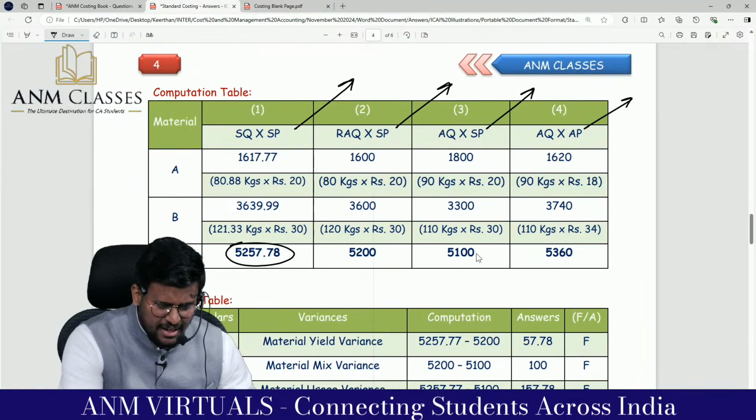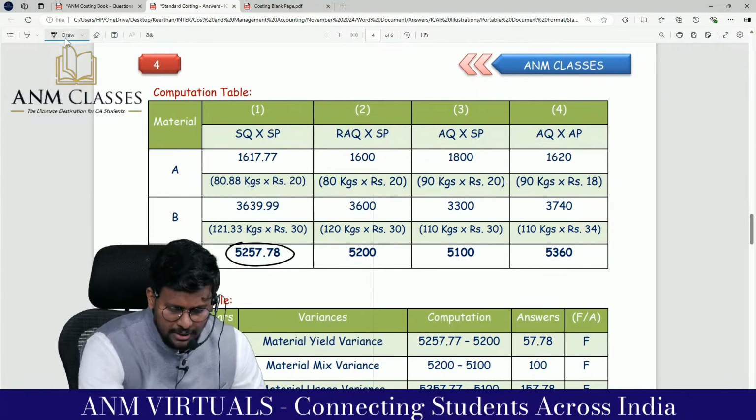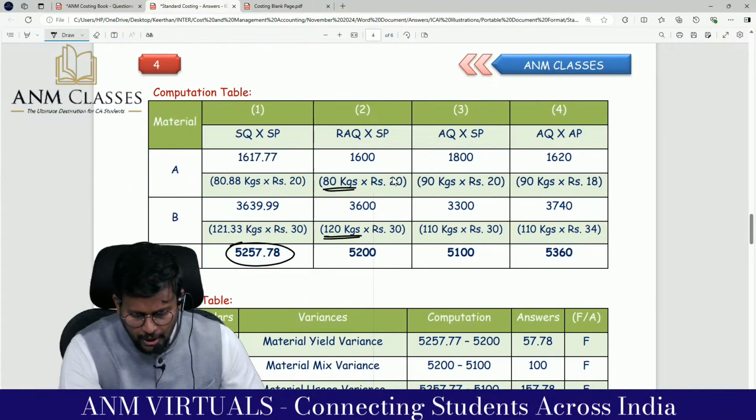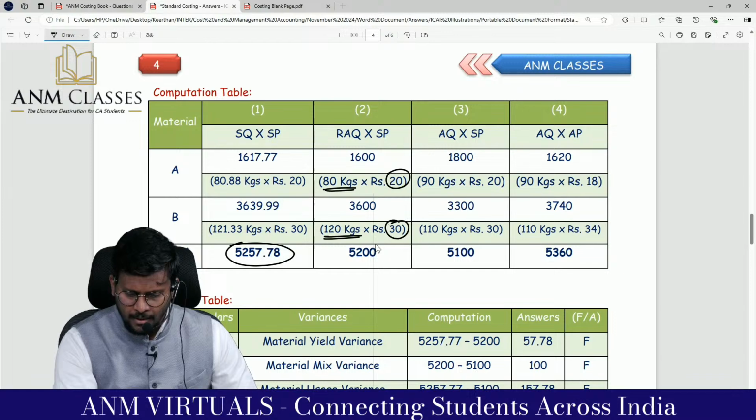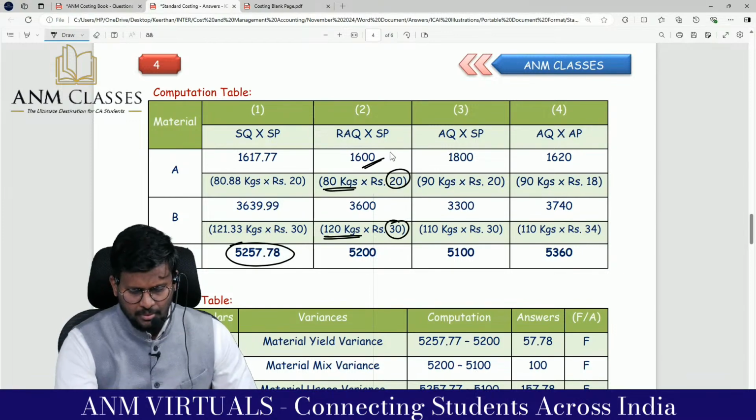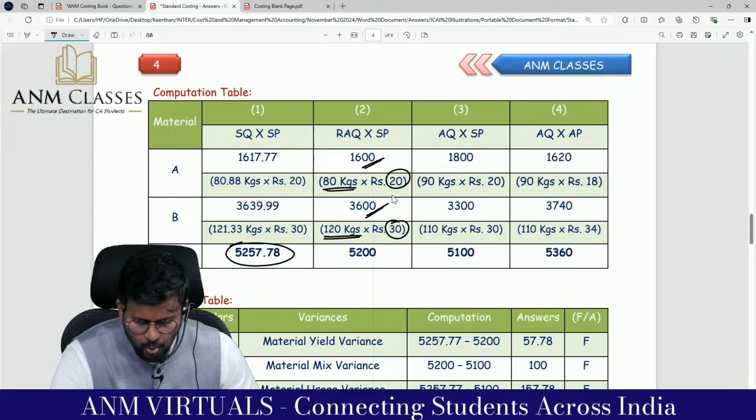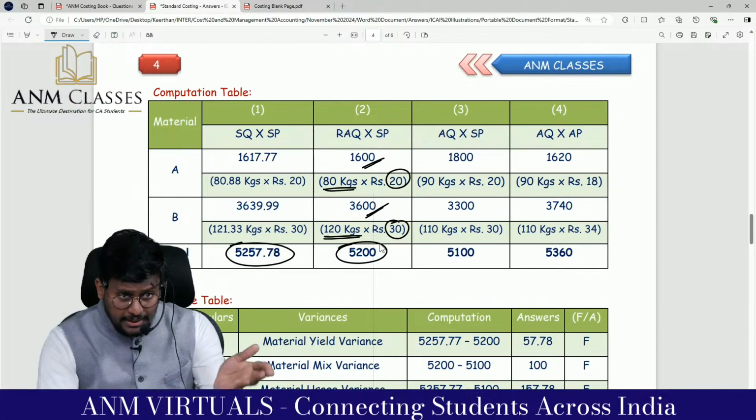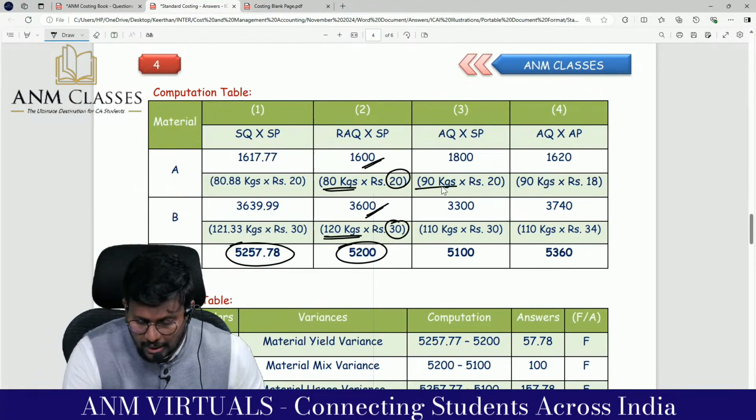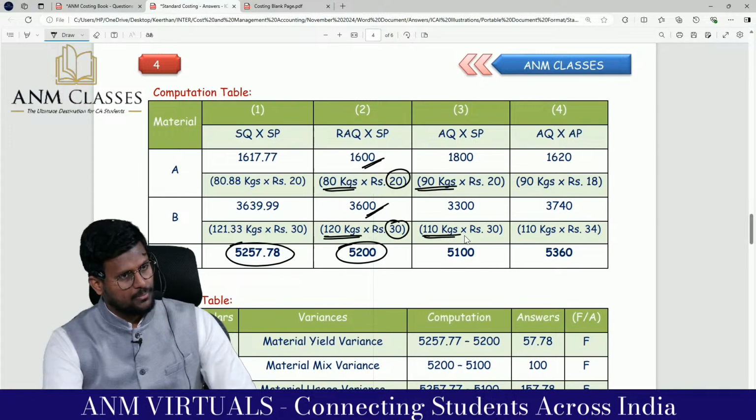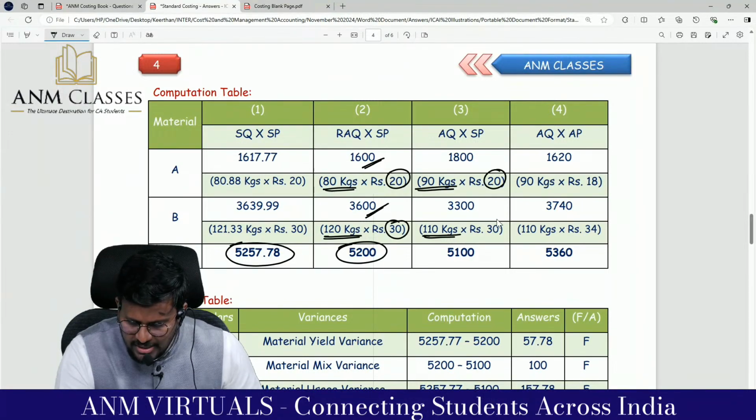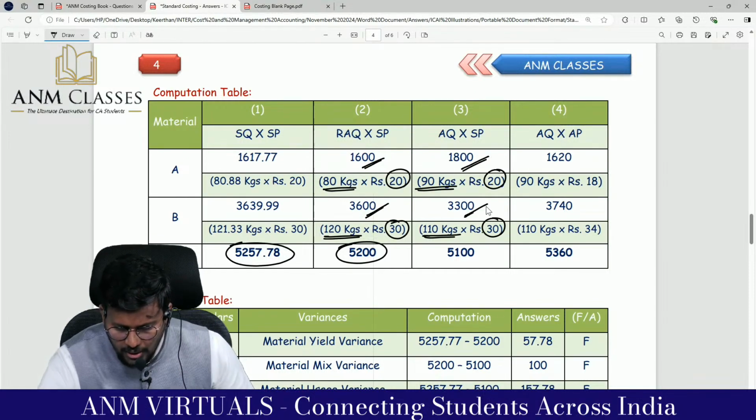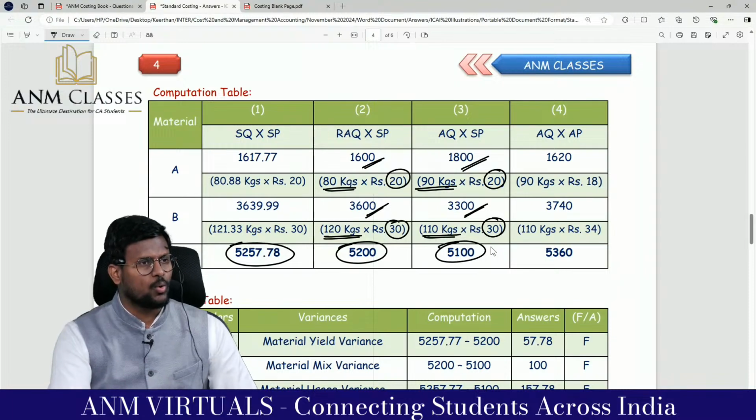Next one, revised actual quantity. 80 kg and 120 kg is the revised actual quantity. Into 20 and 30: 80 into 20 is 1600 and 120 into 30 is 3600. Total comes to 5200. They themselves have given the actual quantity, 90 kg and 110 kg. Standard price is 20 and 30. 90 into 20 is 1800, 110 into 30 is 3300. Total comes to 5100.